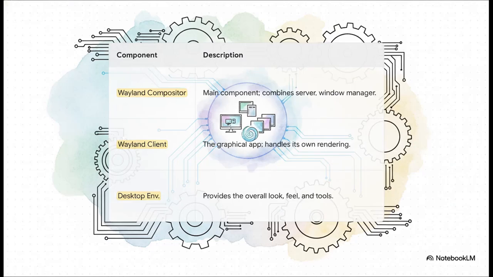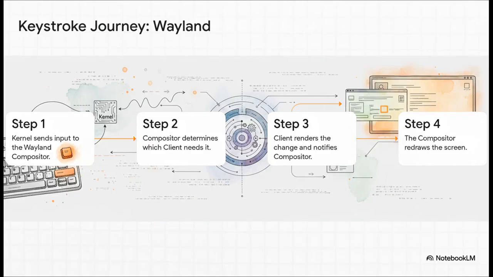See the difference right away? We're down to just 3 main parts. And the huge change is the Wayland compositor. This one brilliant piece of software does the job of the display server, the window manager, and the compositor all in one. It keeps a perfect map of everything on your screen, called a scene graph, so it always knows exactly what's going on.